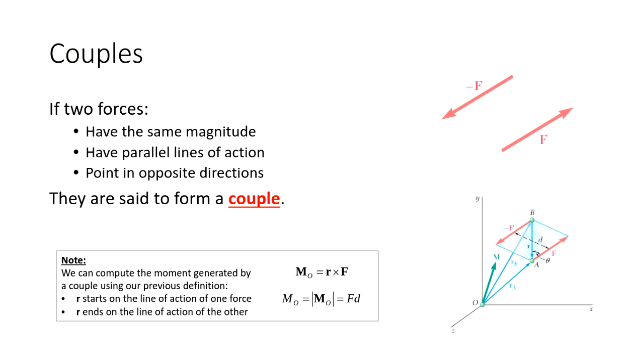Where does that lead? It leads into something that happens a lot in physical systems, and how we can simplify some of the systems that we're dealing with. I want to begin by introducing the definition of a couple. If two forces have the same magnitude and they have parallel lines of action, but they point in opposite directions, they're said to form a couple.